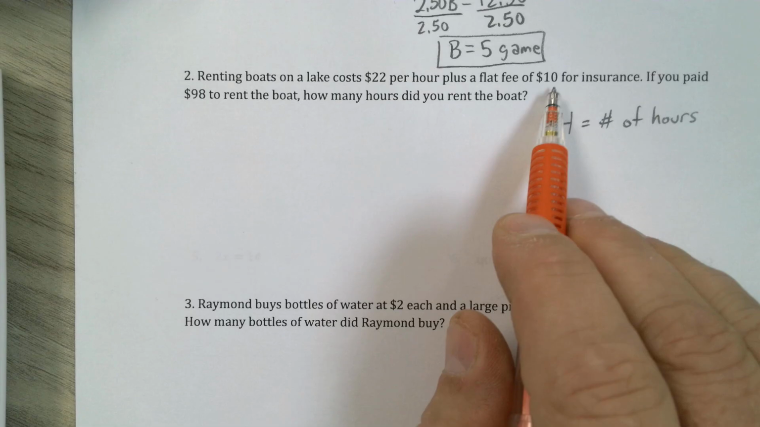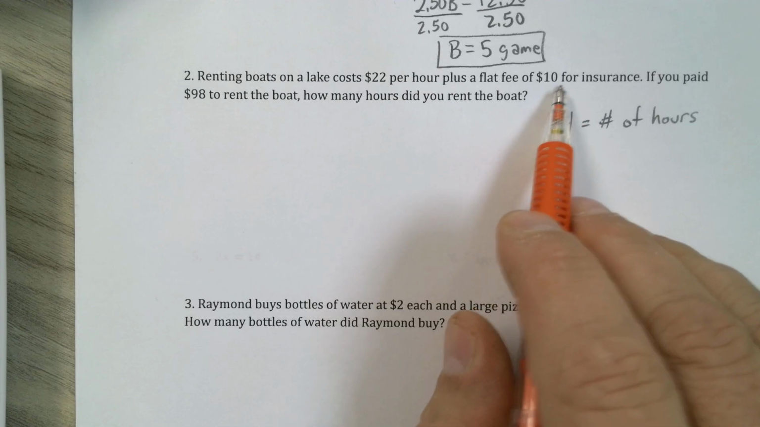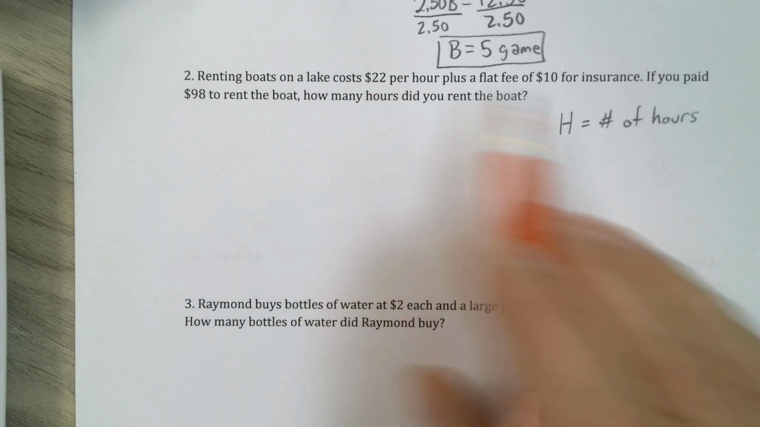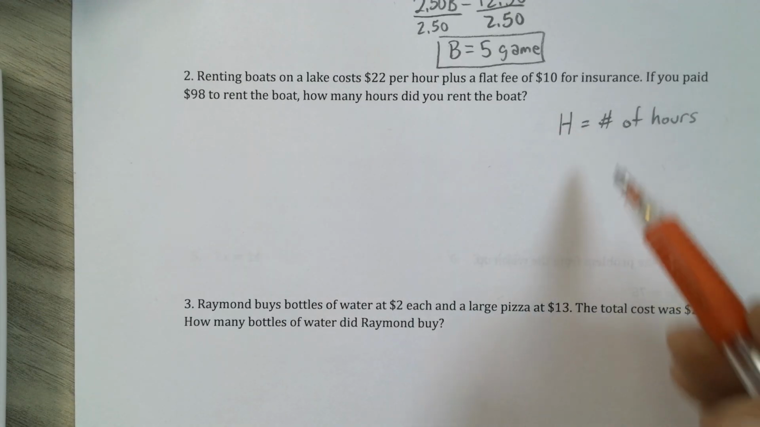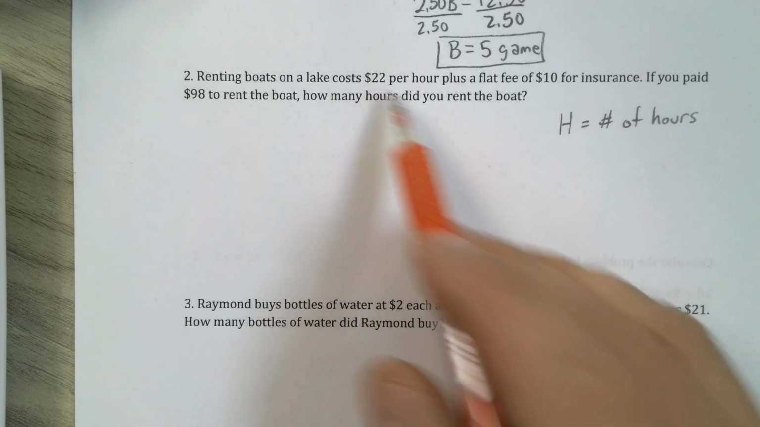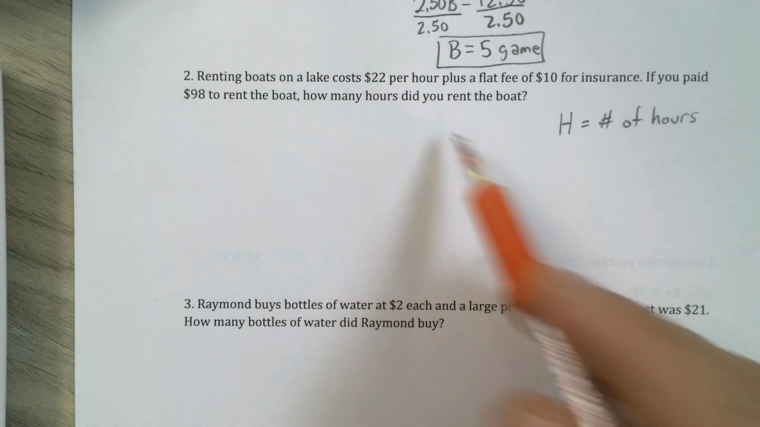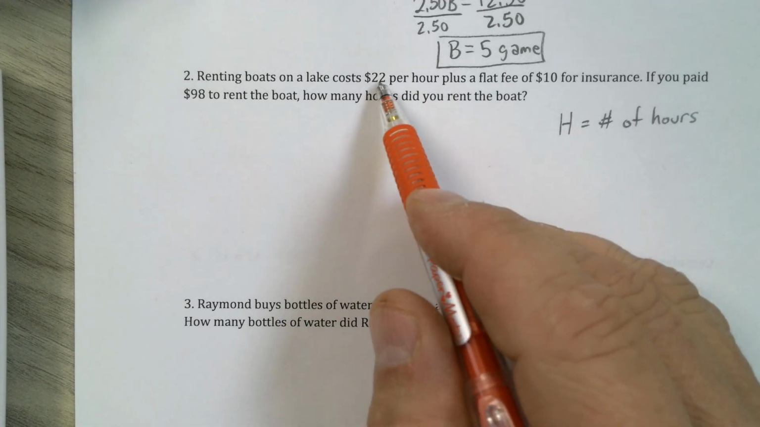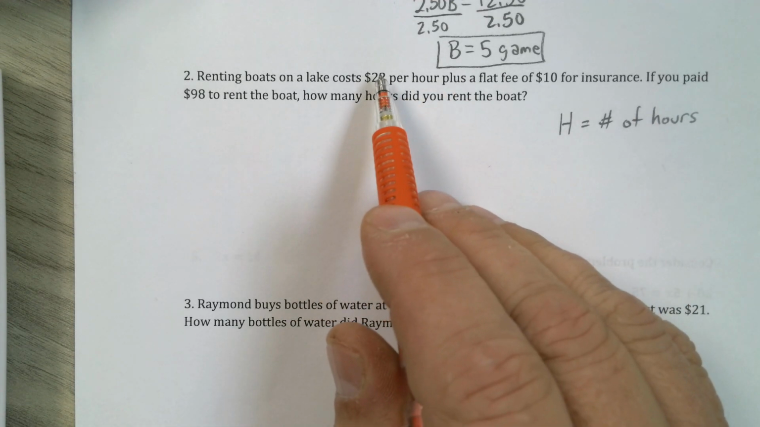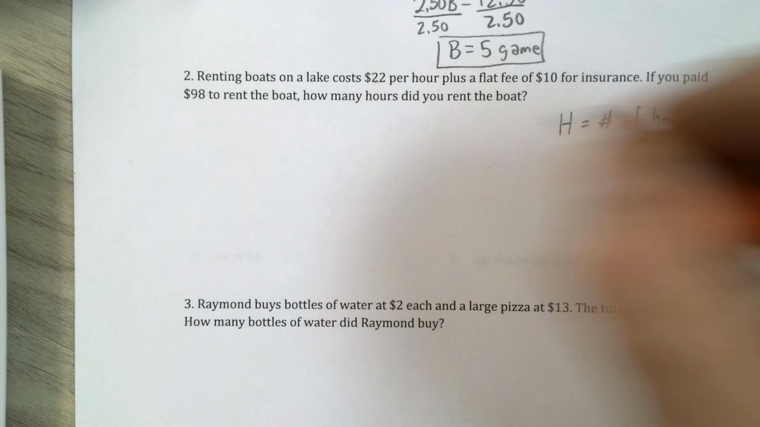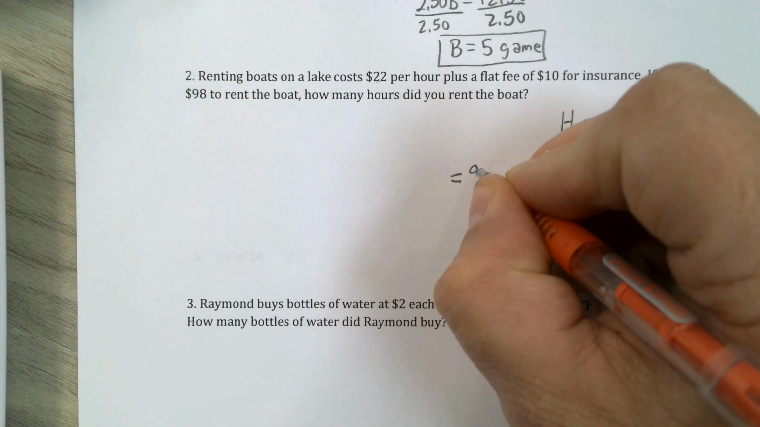So this flat fee is just a one-time thing. You pay $10. The $22 you pay for every single hour. So it's 22 times however many hours. If you did 2 hours, it would be 22 times 2, which is 44. If it was 3 hours, it'd be 22 times 3, which is 66. So we know that the relationship here is going to be the $22 times the number of hours. So let's start with the total, which is 98.